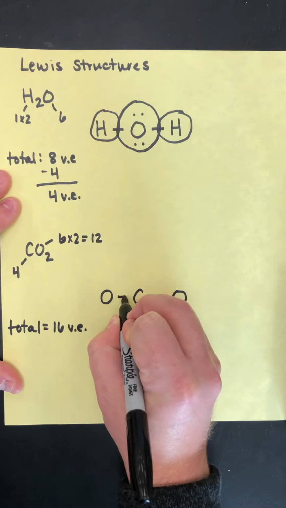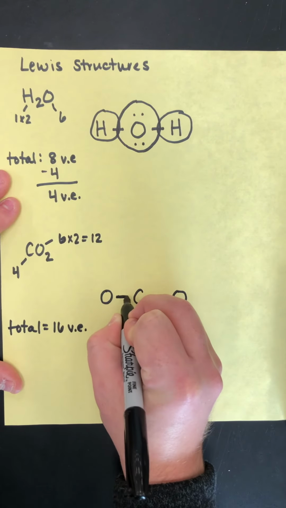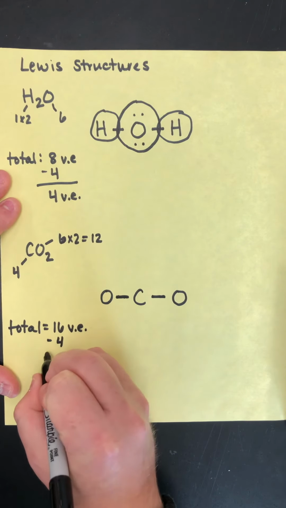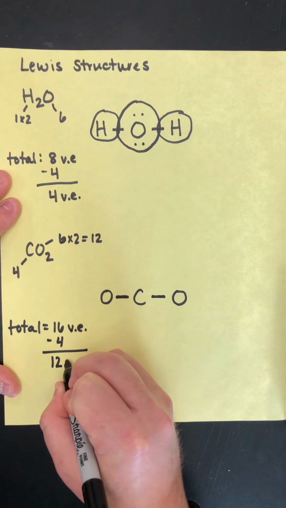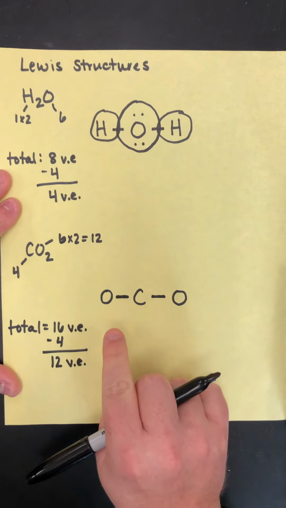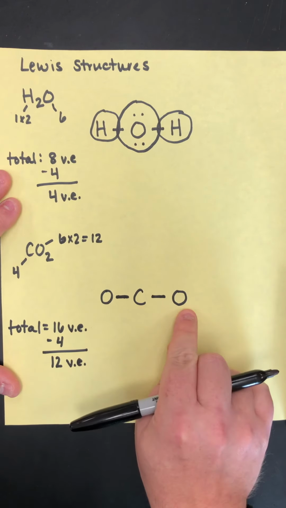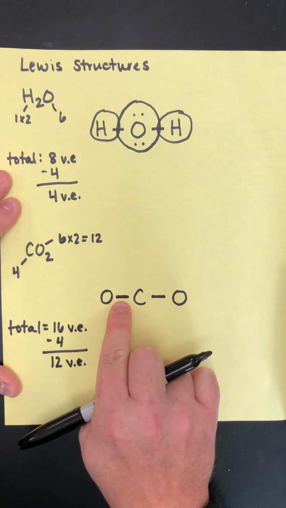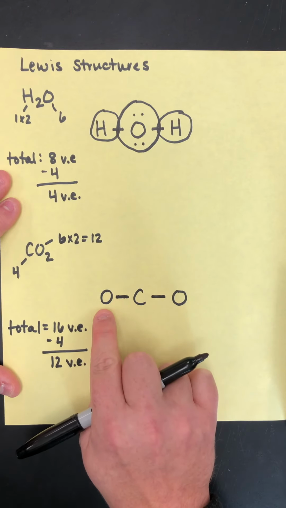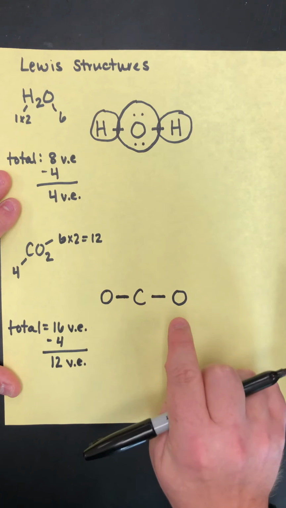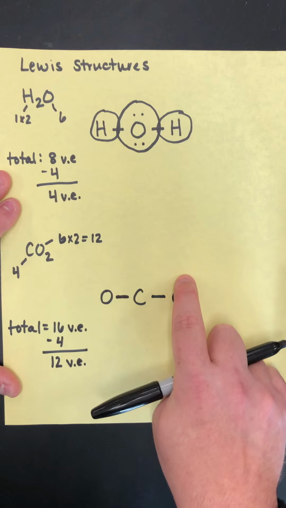Now I'm going to connect with at least one single bond. I just used 4 electrons to draw those single bonds, so now I'm left with 12. Next, you need to determine how many electrons need to be added to each of these so that they are all meeting the octet rule, or they all have 8 valence electrons. Currently, oxygen has a hold of 2 electrons. It needs 2, 4, 6, 8, 10, 12, 14, 16.